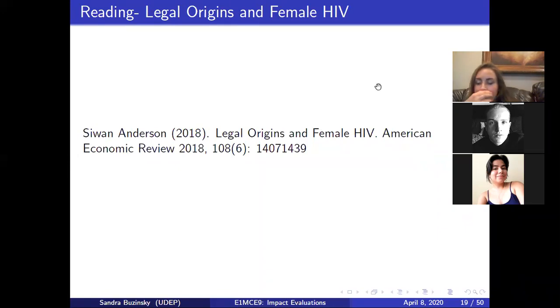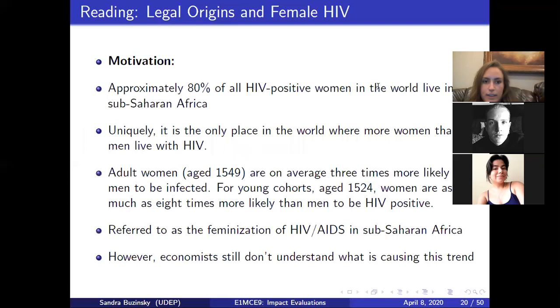Great, okay. So this paper by Shu and Anderson is about legal origin and female HIV. It's really interesting the way she finds a comparison group, so we'll get into that.